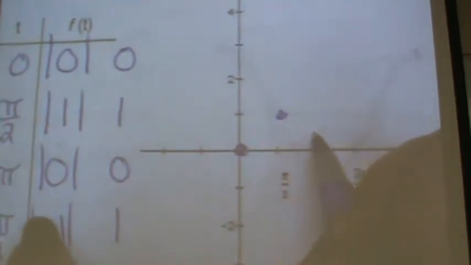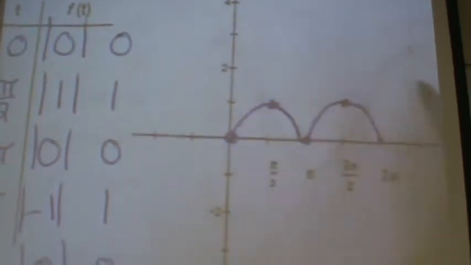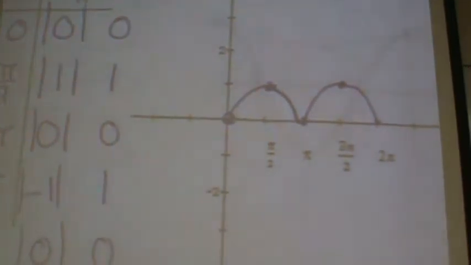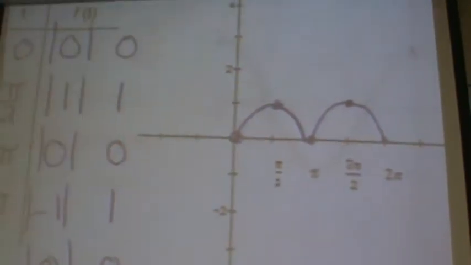You're going to graph 0, 0. You're going to graph pi over 2, 1. You're going to graph pi, 0. And now what's going to happen, it goes like this, and then it's going to bounce, 3 pi over 2, it's going to be 1 again. And then, so it looks like a bouncy ball. Questions?